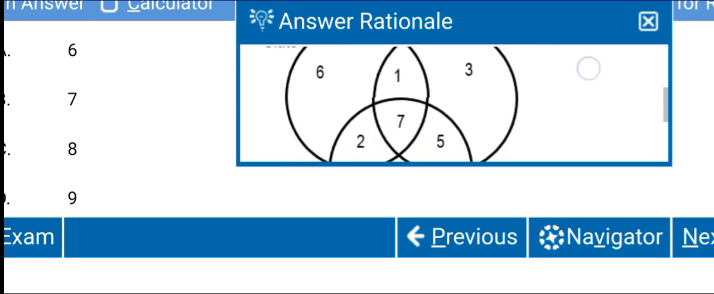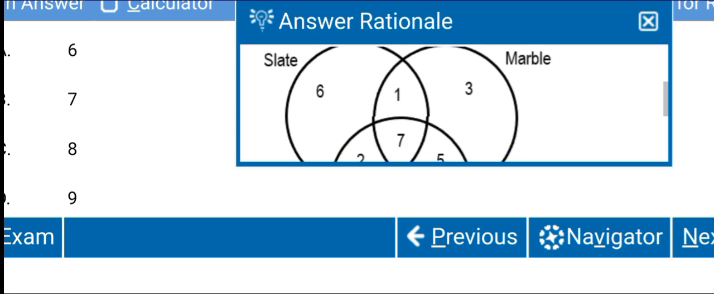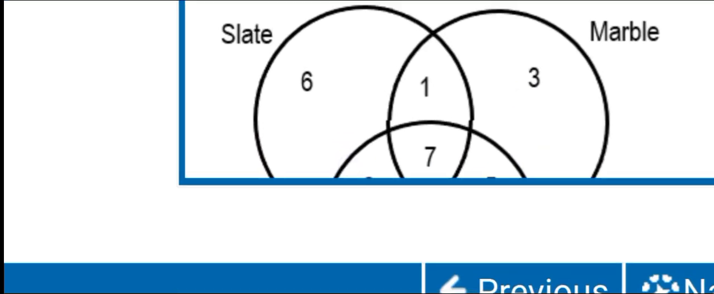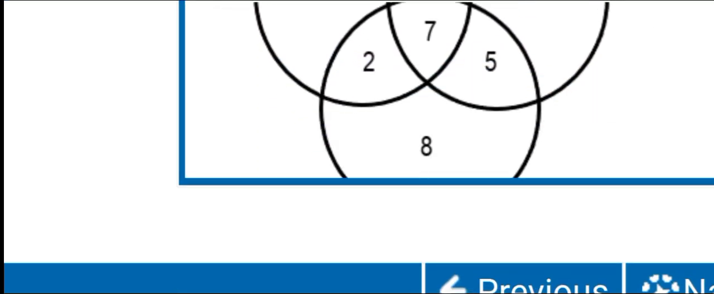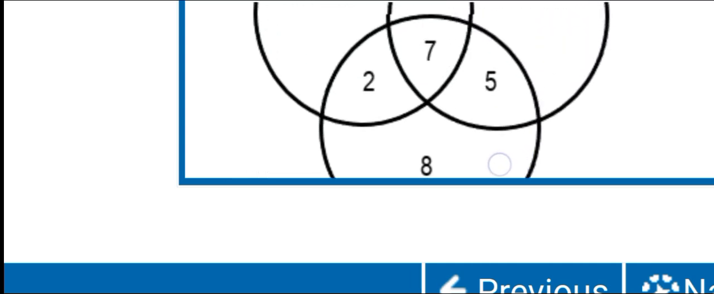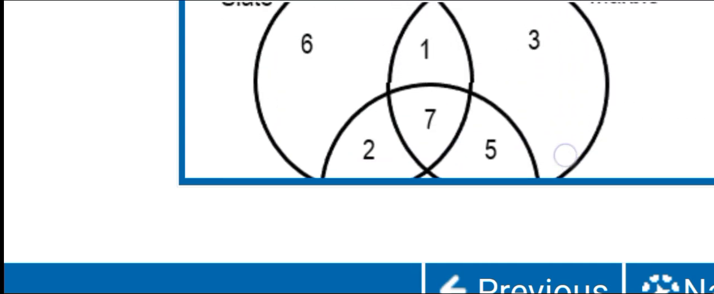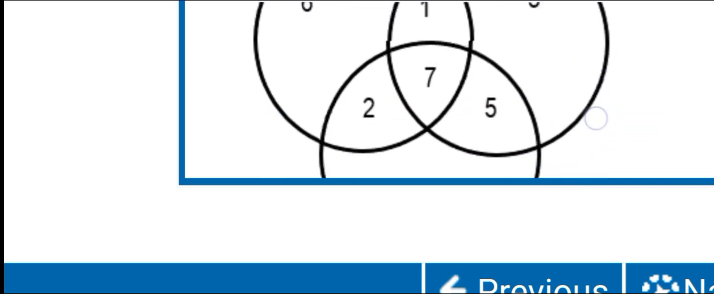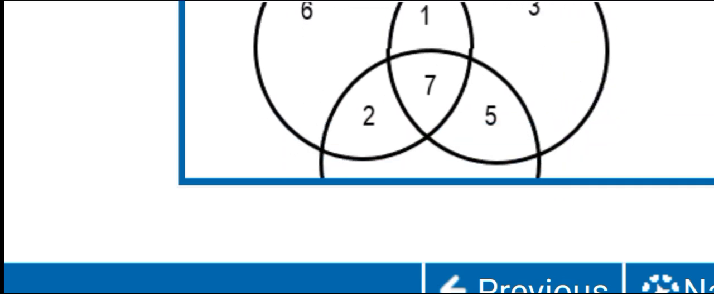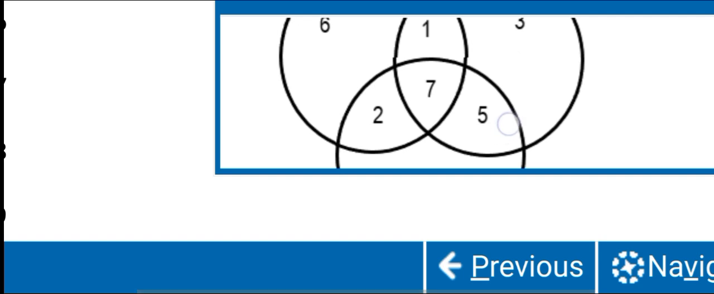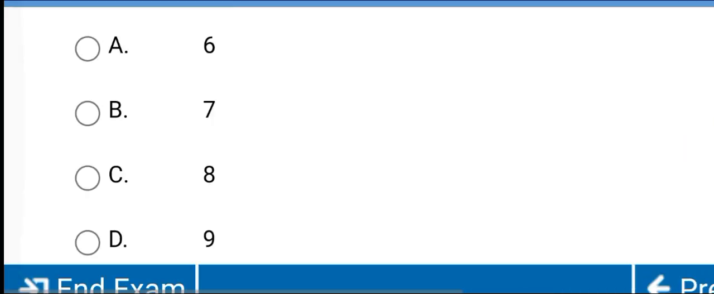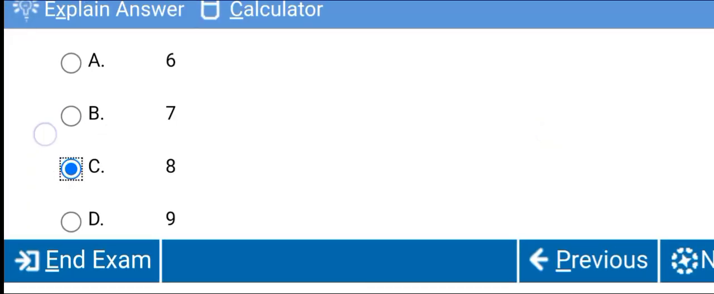So here we have slate, that is 6, marble 3, and that is included both slate and marble, it is 1. Then we have cement 8, cement and slate is 2, cement and marble is 5, and that is included 3 of them is 7. So 8 customers bought cement tiles only. That's why we have the right option is option C.